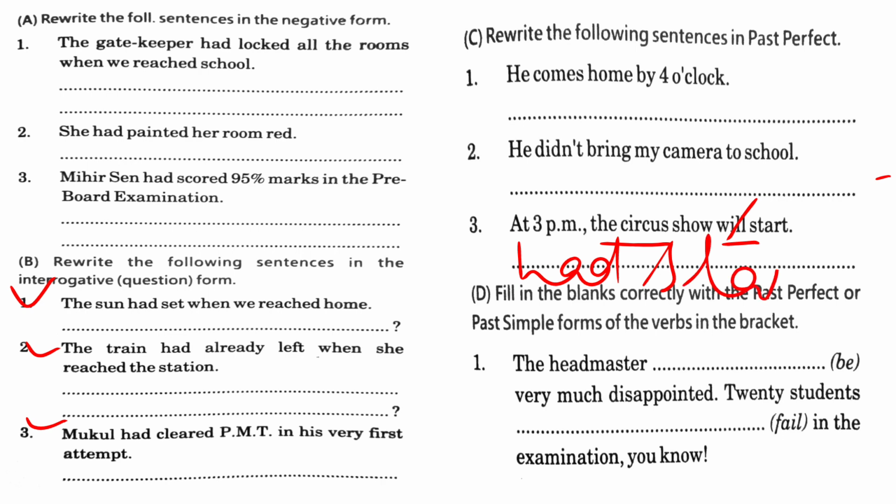Had started. I hope you got it. Fill in the blanks correctly with the past perfect or past simple forms of the verbs in the bracket. Let's rub this. The headmaster was very much disappointed. 20 students had failed.